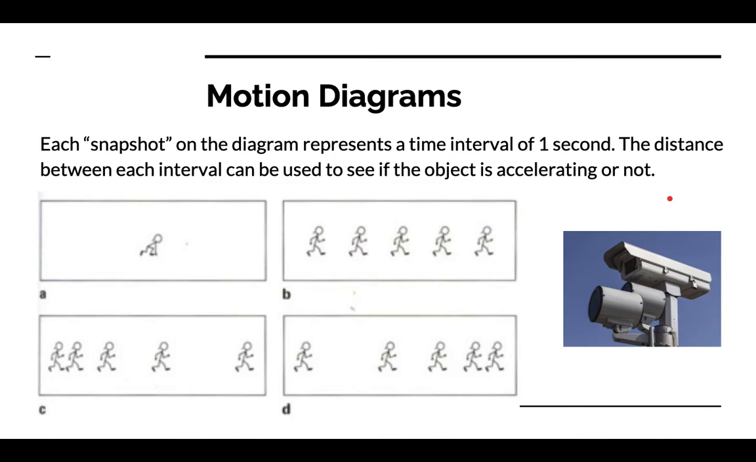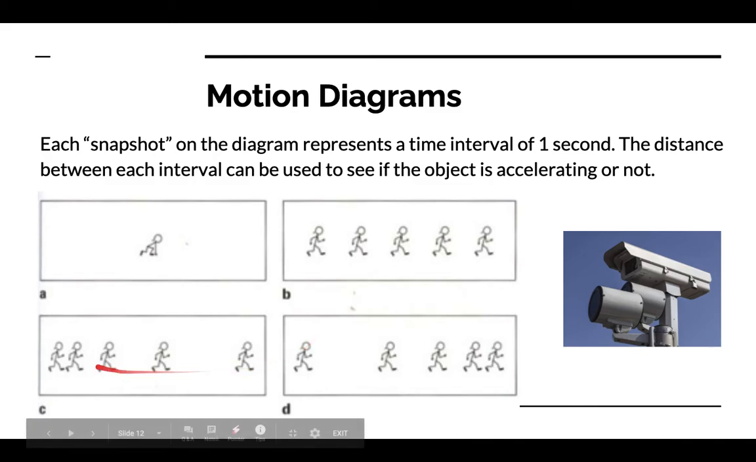So the last way we can visualize the motion of an object is through what we call motion diagrams, which are essentially how speed trap cameras at traffic stops work, okay? So the idea behind a motion diagram is it's kind of like a strobe light. Each time the strobe light flashes, it gives you a snapshot of the object over a certain time interval, okay? And based on what you see of the strobe light happening, you can interpret what's happening to the object's motion.